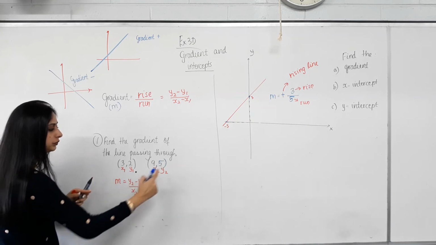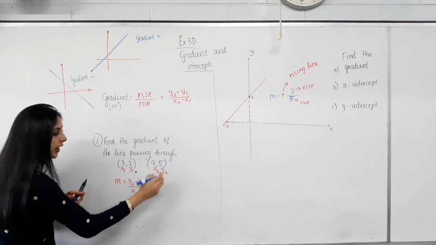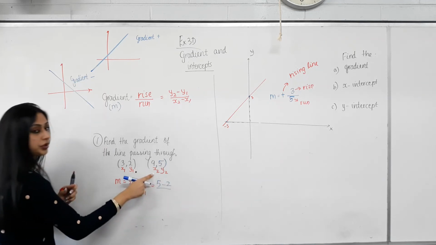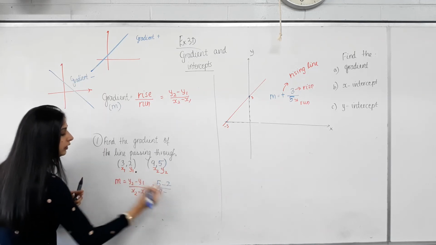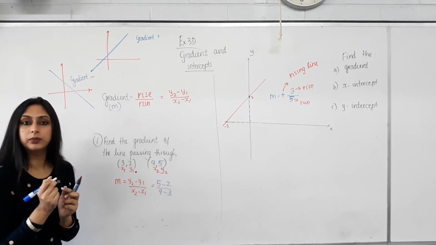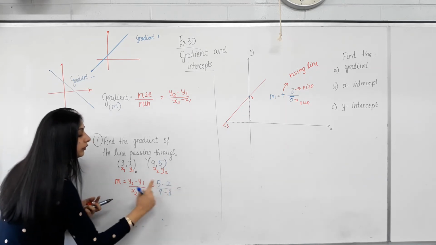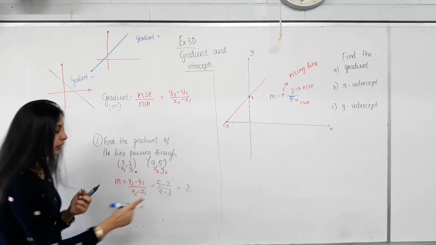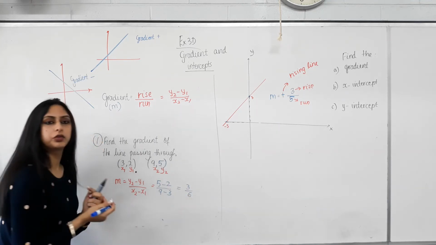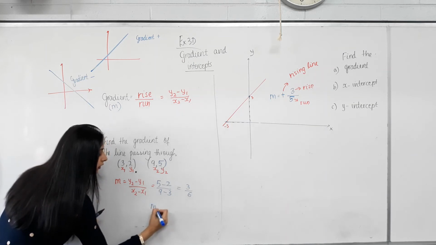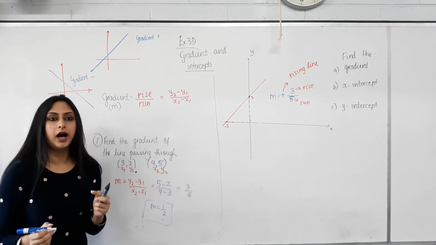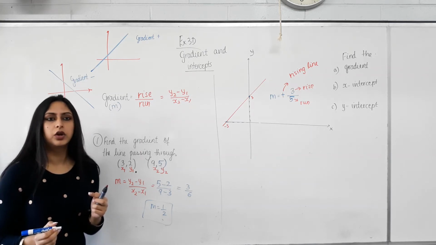What's y2? 5. y1? 2. x2? 9. x1? 3. And now do the maths then. Hopefully you should know how to. 5 take away 2? 3. 9 take away 3? 6. 3 over 6 can be written as? I'm allergic to decimals. Highly. Do we use decimals? No.